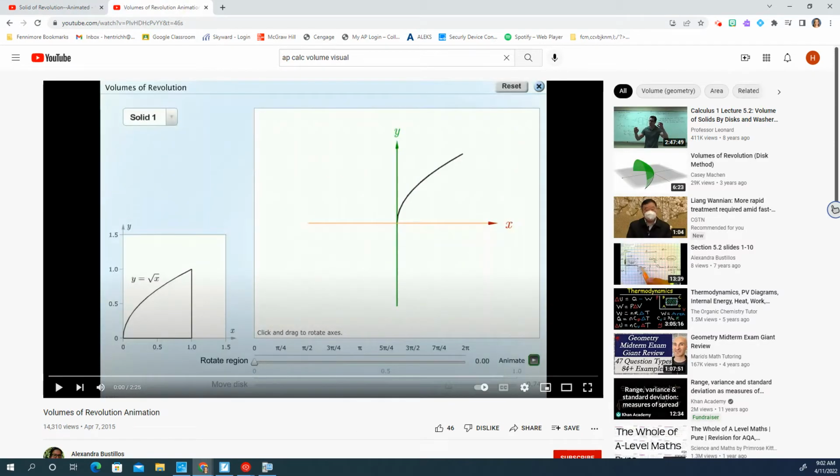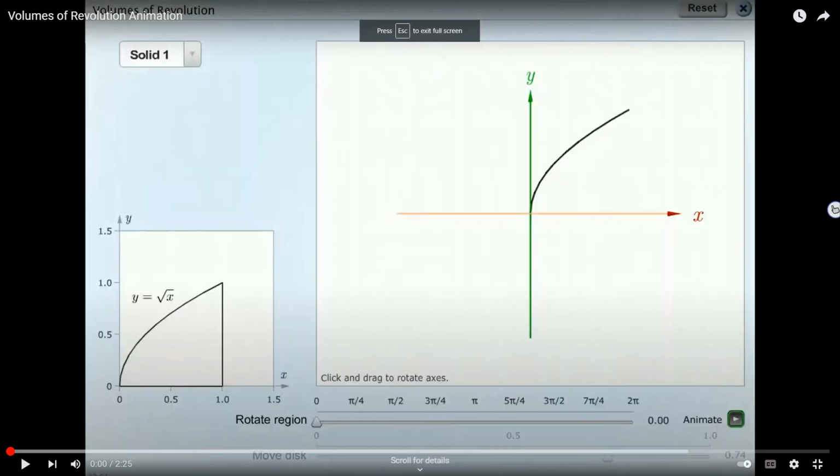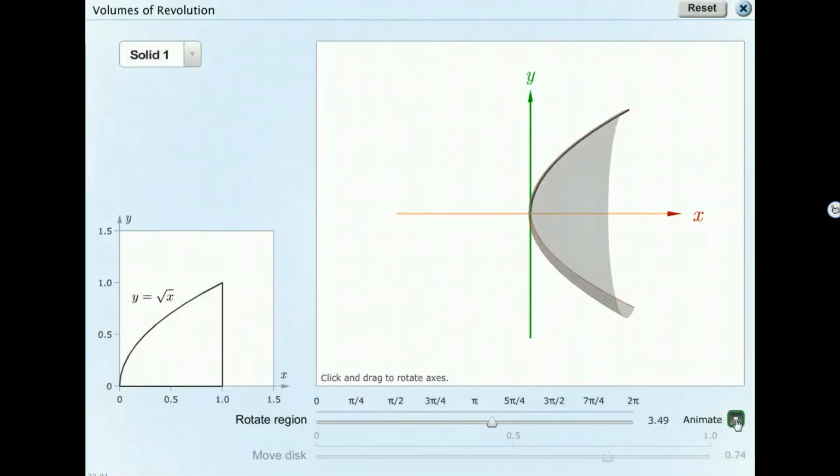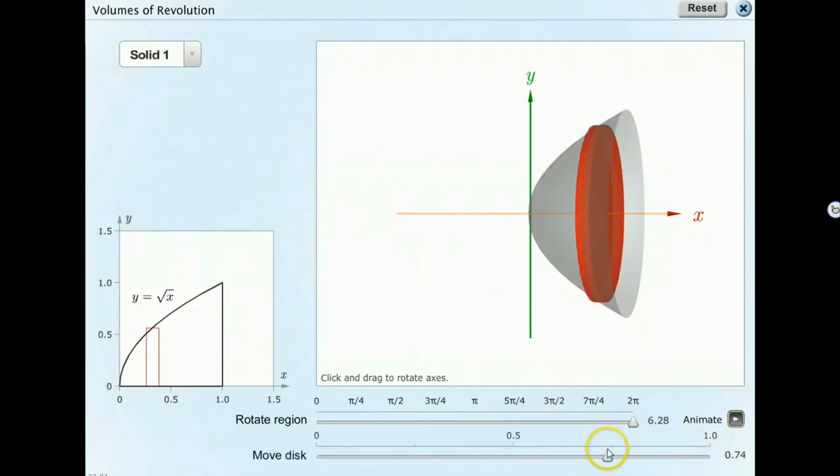Okay, let's look at this one. This one's a little bit longer. We don't have to watch the whole thing, but I like this one because they show you step by step. So this time we're rotating this region around.